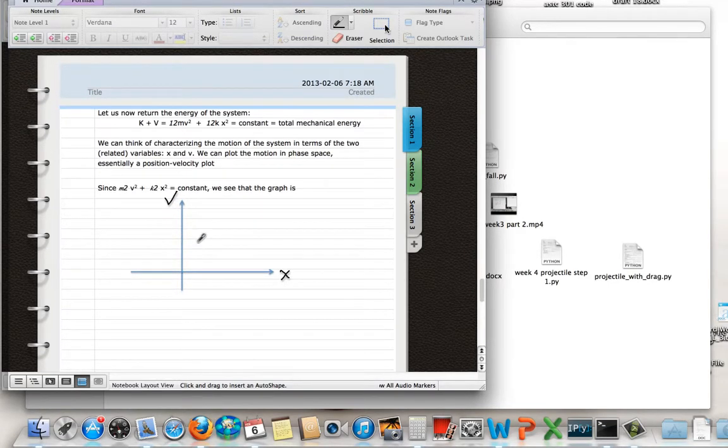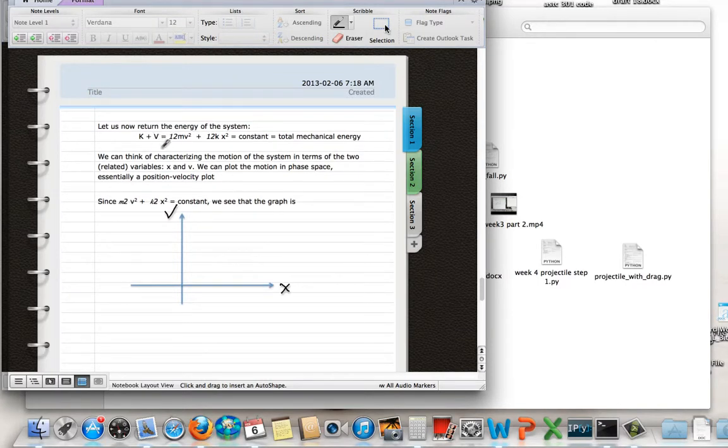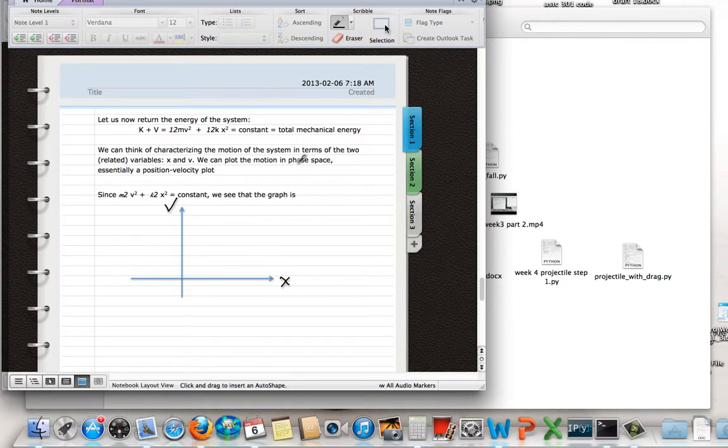A final idea for today is we're going to return back to mechanical energy conservation. Kinetic plus potential, 1/2 mv squared plus 1/2 kx squared is a constant. One way we can visualize that motion is on a position velocity plot. This is known as a phase space plot. So we're going to plot position on the x-axis and velocity on the y-axis. Now, because 1/2 mv squared plus 1/2 kx squared is a constant, the graph is going to have a standard form.